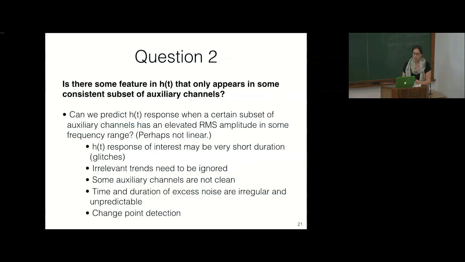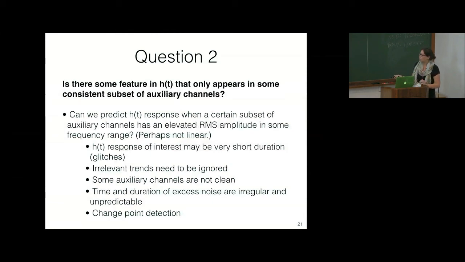And a second question, along similar lines: eventually what we'd like to be able to do is to take our auxiliary channels and, depending on the behavior of the auxiliary channels, predict the effect that we're going to see on our gravitational wave strain channel. And this effect might be on a slower time scale, or it might be transients or glitches that we're starting to see.